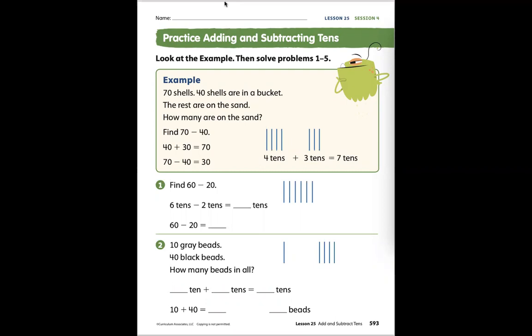Lesson 25, Session 4, page 593. Practice adding and subtracting tens. Look at the example, then solve problems 1 through 5.